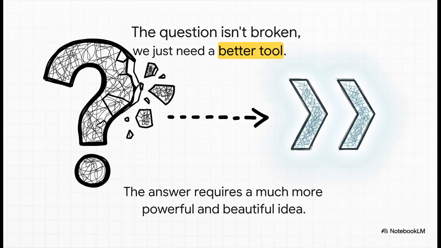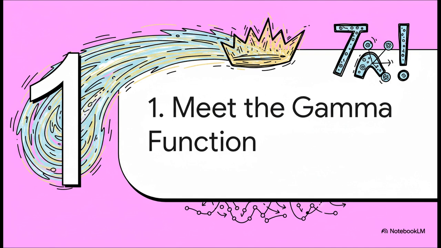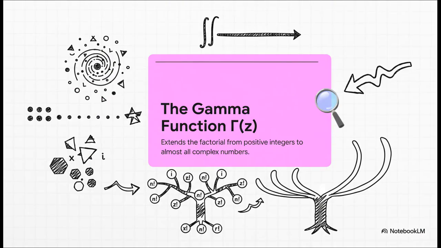The answer requires a much more powerful and, honestly, a much more elegant idea. And that idea, that's the hero of our story today. So let's meet the gamma function. So what exactly is this thing? The gamma function, which we write with the Greek letter gamma, is this incredible function that basically takes the whole idea of the factorial and blows it wide open. It lets us move beyond just whole numbers and find answers for almost everything else: fractions, decimals, even complex numbers.